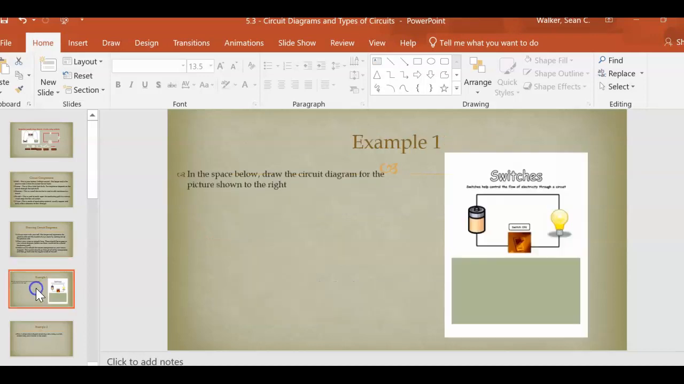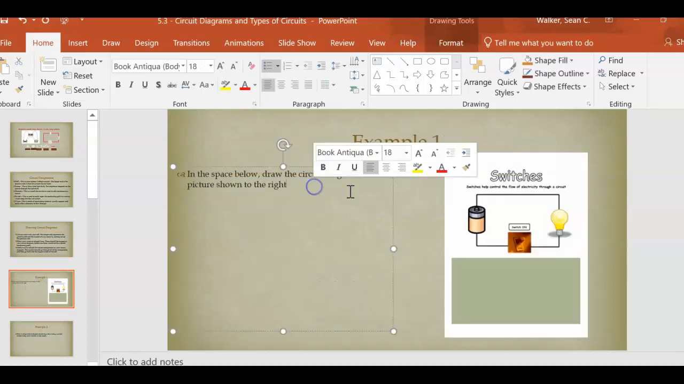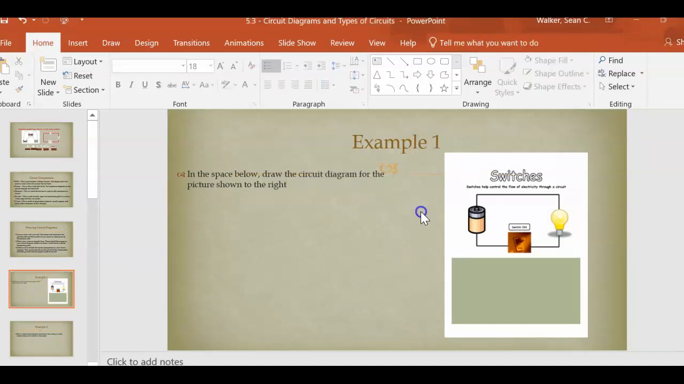Just to show you an example of a circuit diagram, here it says in the space below, draw the circuit diagram for the picture shown to the right. Obviously you can't do that through the computer, so I'm going to draw this for you. If you look at the picture over here, we can tell this is a battery, and this is a light bulb. And we can tell this is a light switch.